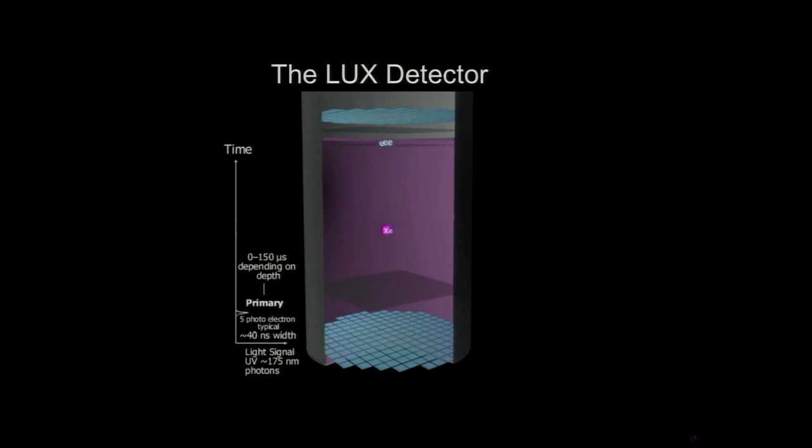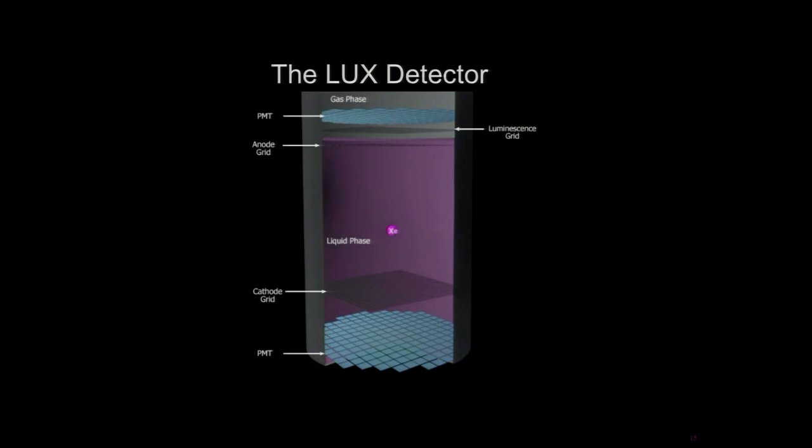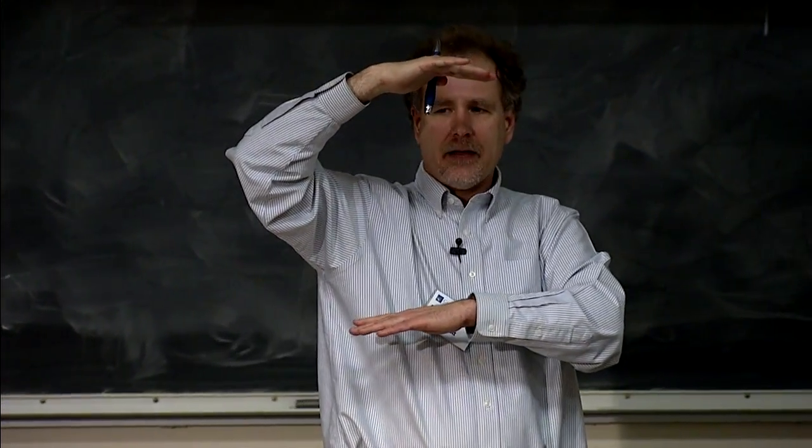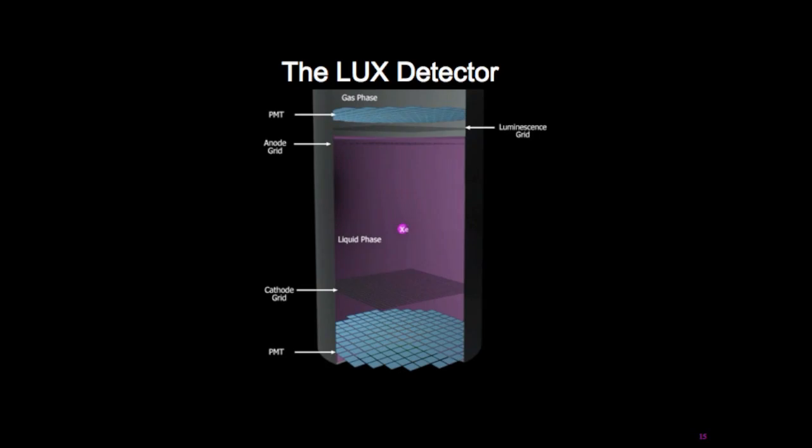Notice when the electrons get pulled out, they make a flash of light, and the top and the bottom of this detector are arrays of what are called photomultiplier tubes. They're very fancy detectors that measure light. They're like what's in your digital camera, but they can see single photons very, very easily.